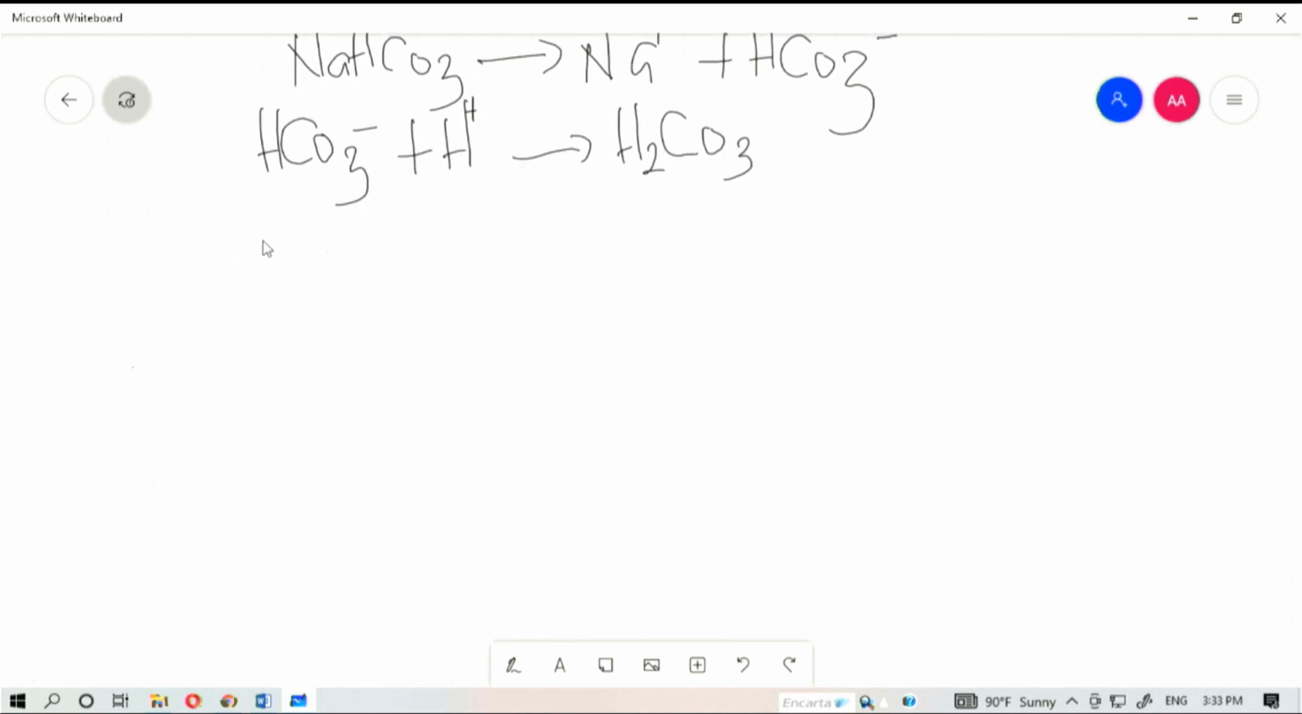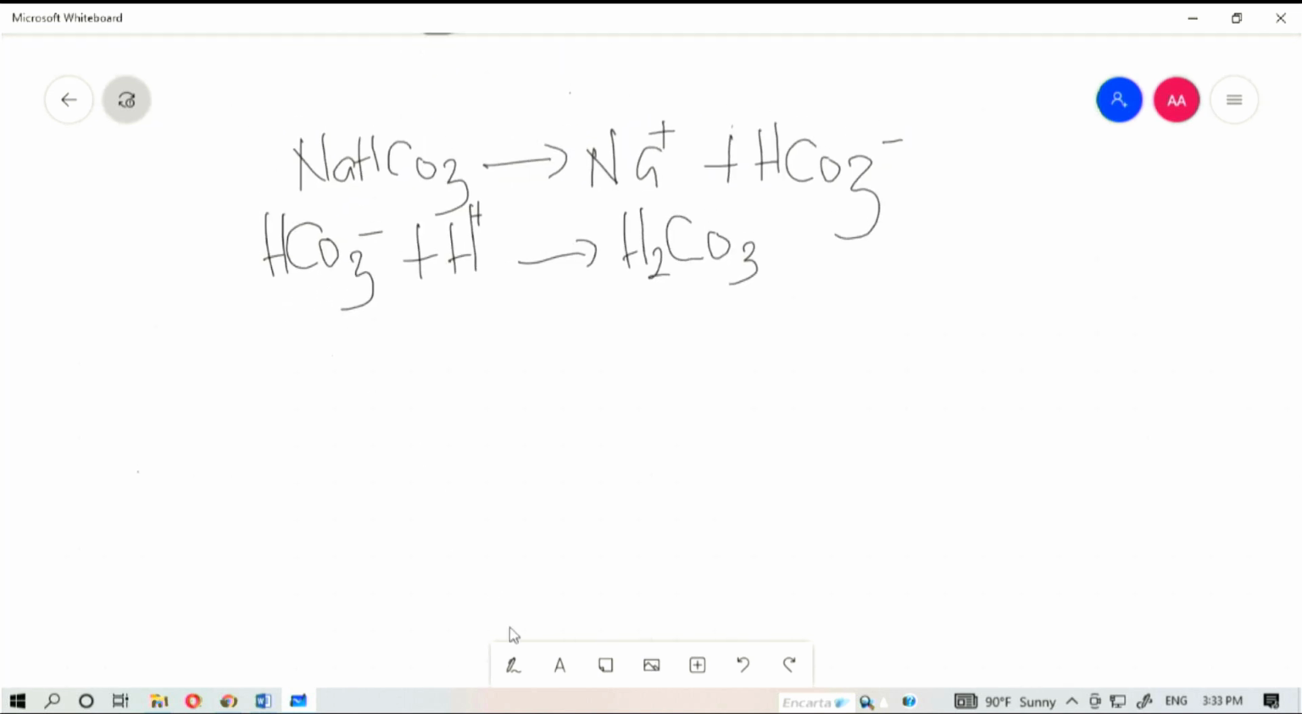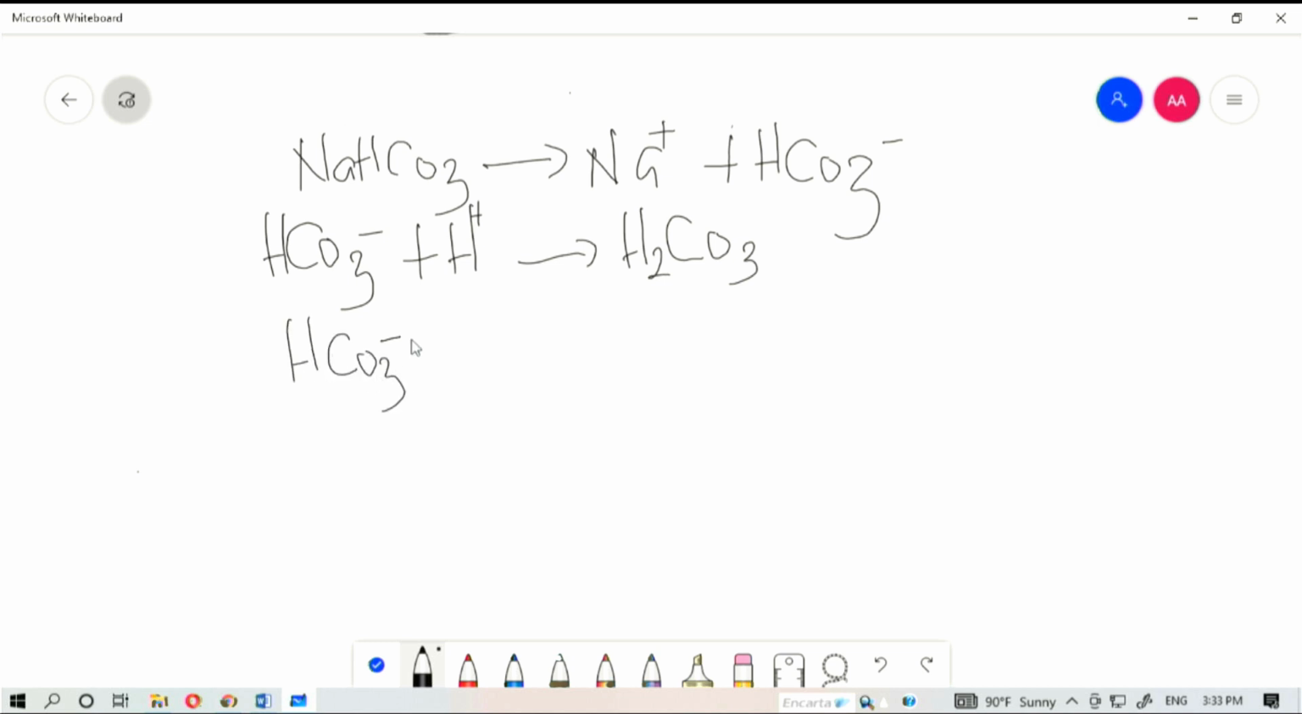The next one, let's make the reaction with an alkali. So we have HCO3 minus plus hydroxide ion, which is OH minus, which will give us CO3 2 minus plus water. So the bicarbonate, plus OH minus, gives us carbonate ion plus H2O.